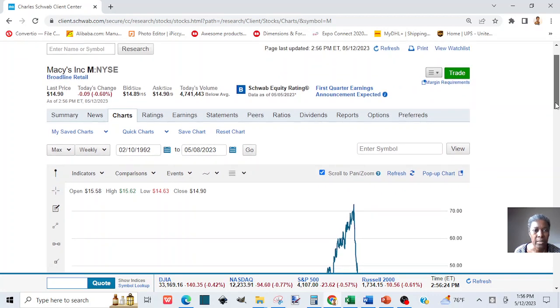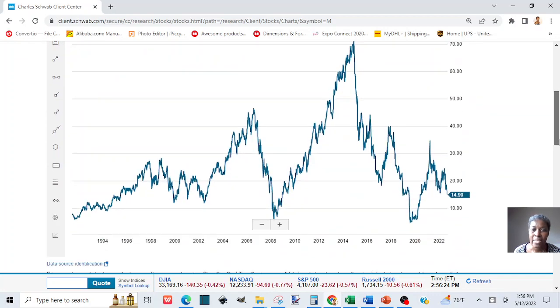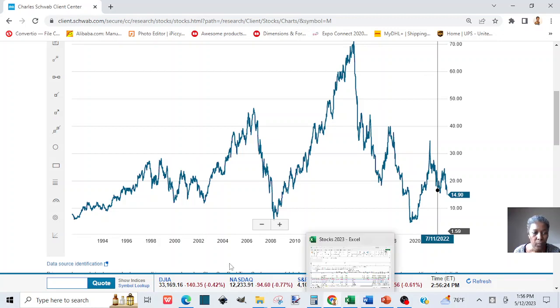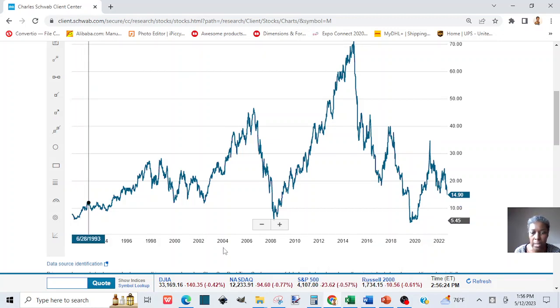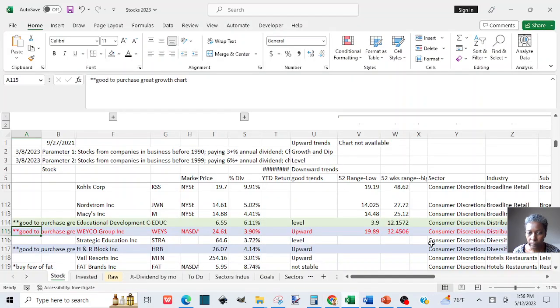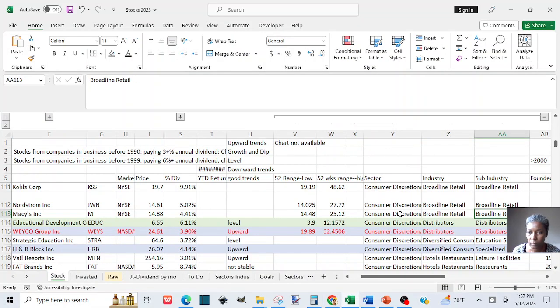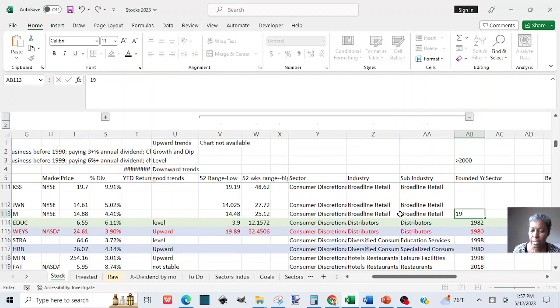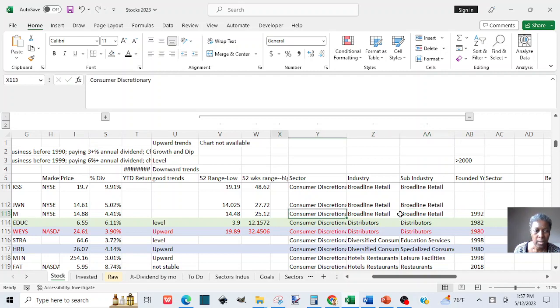So Macy's, the chart is growth and dip. So at 1994, probably before 1994, 1992, is it? I think so. But then the chart is growth and dip. Okay.